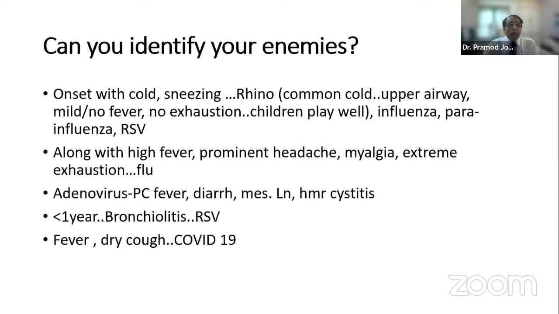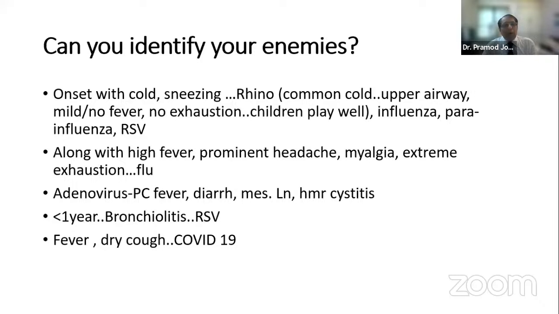And that's why you should know how to identify the enemies. So if the onset is with cold and sneezing, think of rhinovirus, okay, where there will be common cold, the upper airway will be involved, there will be either mild or no fever, there won't be any exhaustion, the child will be playing well. This could also happen in influenza or parainfluenza or the respiratory syncytial virus in majority of the cases.